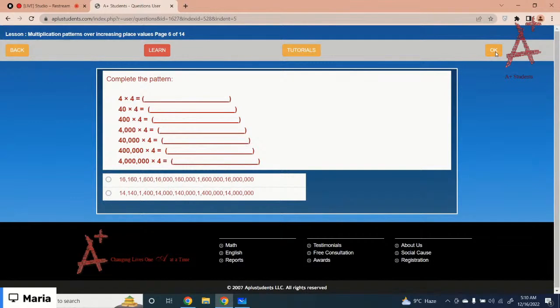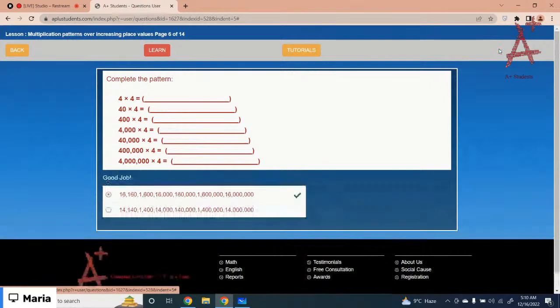Okay, which option is the correct one? 4 times 4, 40 times 4, 400 times 4, 4,000 times 4. So which option is the correct one? Option 1 or option 2? Option number 1 is the correct one. Got it? 4 times 4 makes 16. So just select the correct option, then click on the OK button.